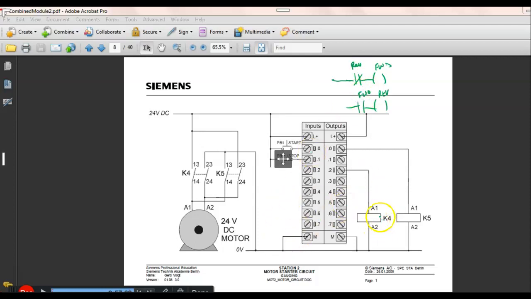But you can actually see, so let's say we energize K4. Well, if I energize K4, this contact's going to close and this contact's going to close. So we'll drive from minus, so it'll come through, it'll go through the motor in this direction, then it'll come back and go to positive. Okay.